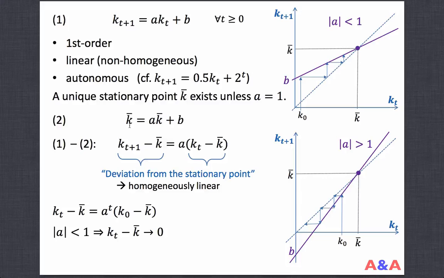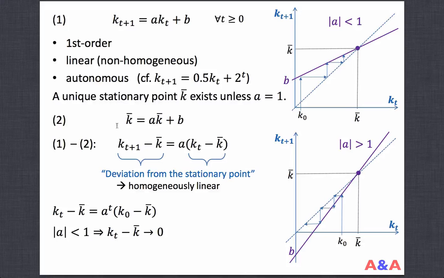Now I will show you a small technique that is always used. Let's subtract equation 2 from equation 1. We have k_{t+1} minus k-bar equal to A times k_t minus k-bar, and B is canceled out.